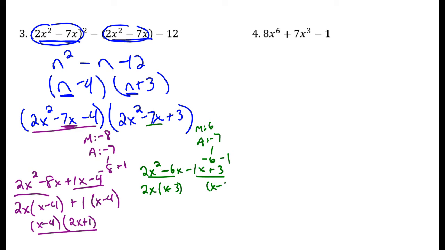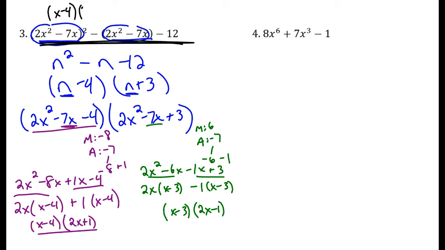I need an x minus 3, so I'm taking out a negative 1. So I'm left with x minus 3 times 2x minus 1. So, what is my final answer? This expression that we started with at the top here, that crazy one, is actually equivalent to x minus 4 times 2x plus 1, those were those two linear factors, times x minus 3 times 2x minus 1. It's written as the product of those 4 linear factors.